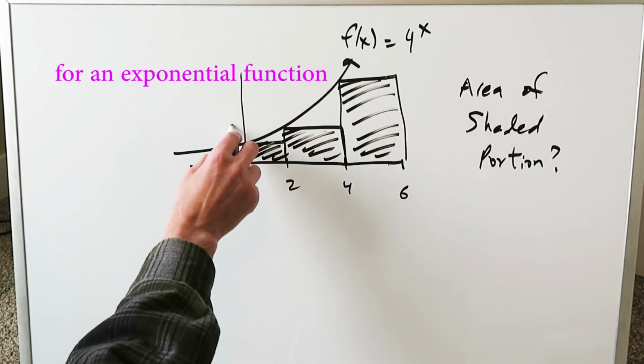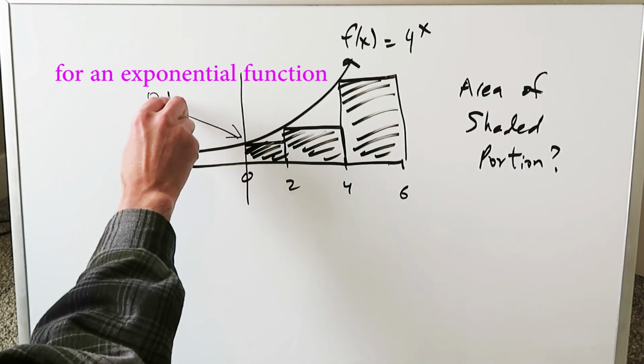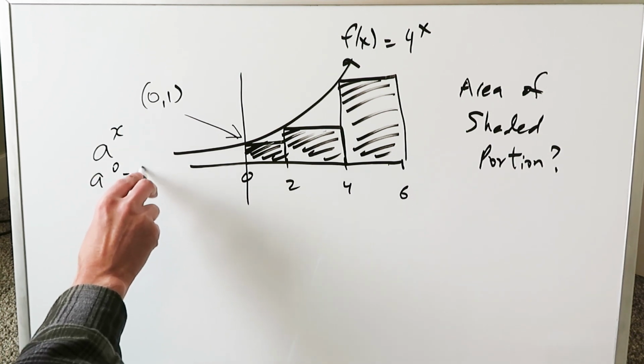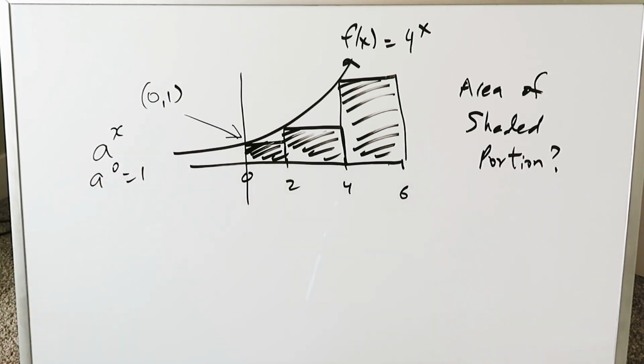Anytime a function goes through the y-axis, it's always (0, 1). Why is that the case? Because anytime you have something like this, you're looking at a to the power of 0, which is 1. Hence, the y-intercept is (0, 1).